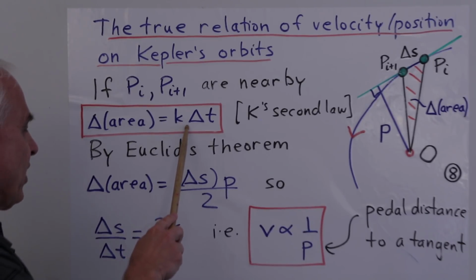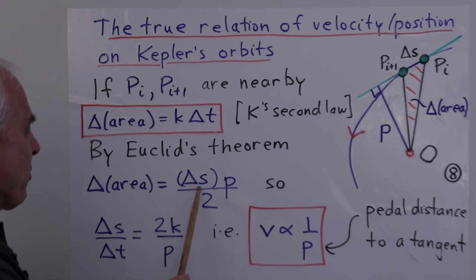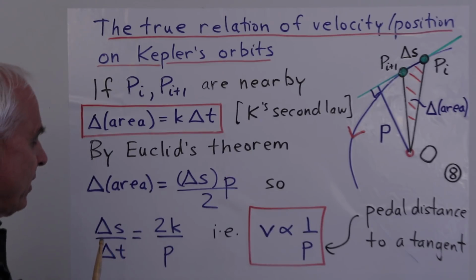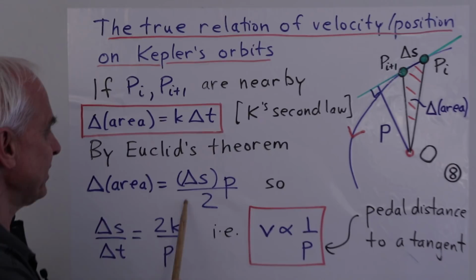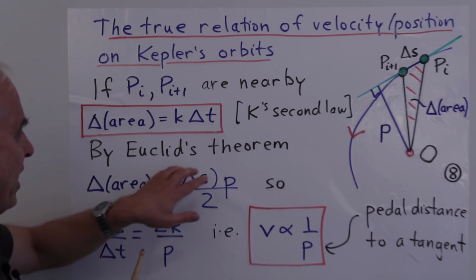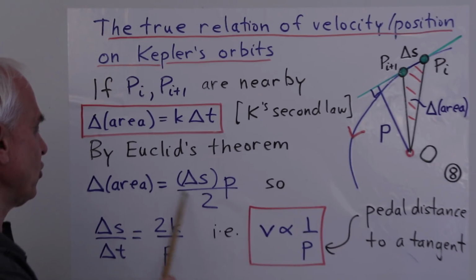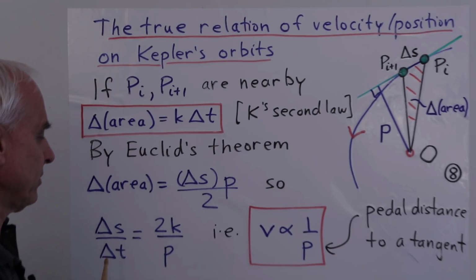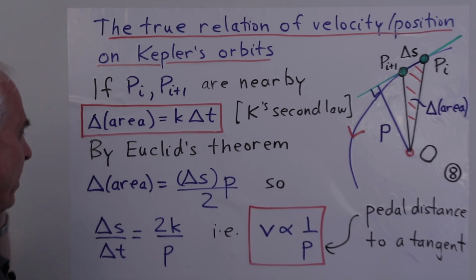Okay, so if we take this thing here and we take this and want to compare them, we want to get rid of the triangle's area. So we could take this formula and divide it by this formula. Okay, so there'd be a delta s over delta t equals k over p over 2, which is 2k over p. Okay, so if we divide this formula by this formula, then you'd get delta s over delta t equals, on the other side, 2k over p. Okay, so that's a consequence of dividing this formula by that formula.